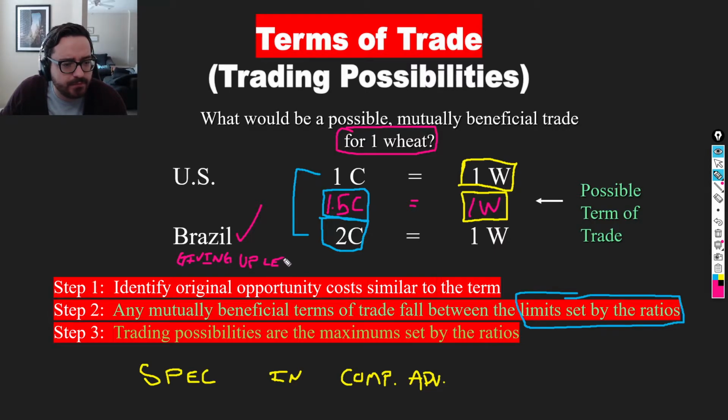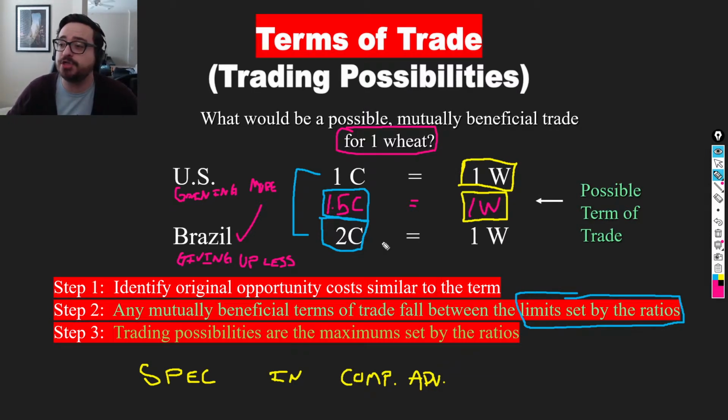They're both winning because Brazil's giving up less and the U.S. is gaining more. Because of this gap between their opportunity costs, there exists a space in which both can benefit, where one side can be gaining more than before and the other side could be giving up less than before.